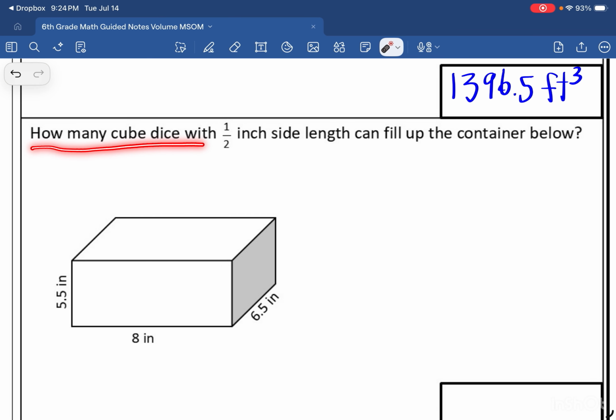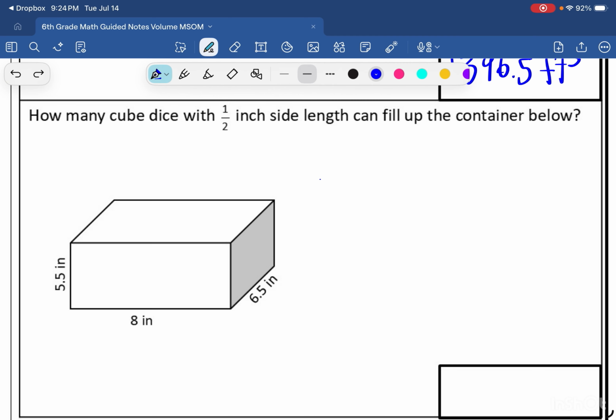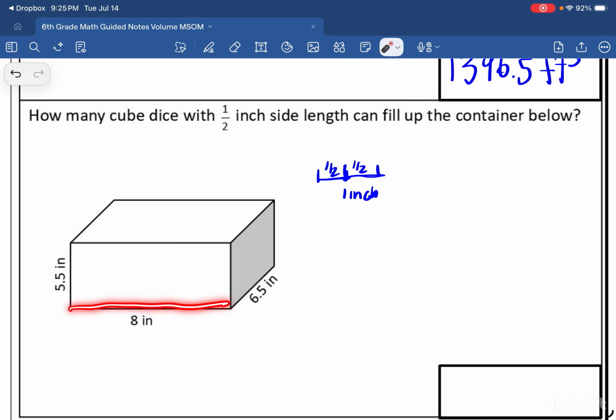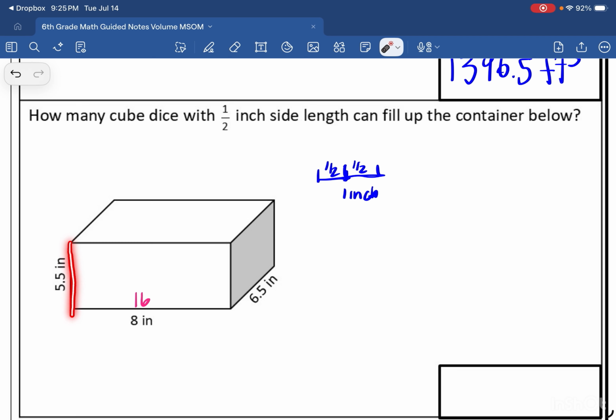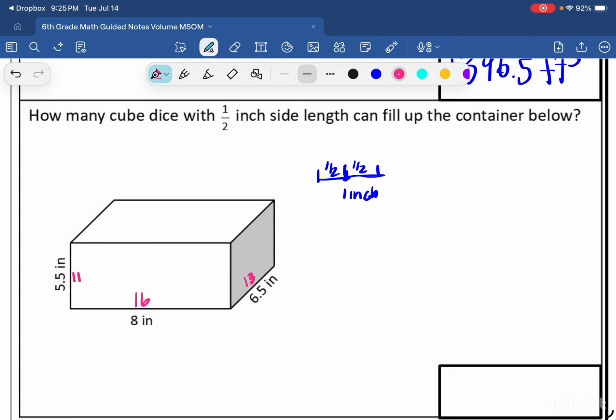How many cube dice with 1/2 inch side length can fill up the container below? So if there's 1/2 inch, that means in 1 inch, I can get 2 dice because each is a 1/2 inch. So down here at the bottom where it's 8 inches long, if I can get 2 per inch, I'm just going to go 8 times 2 is 16. So there's 16 across. 5.5 inch, I'm just going to times it by 2. So 11 dice tall. And 6.5 inch here, I'm going to times it by 2 because I get 2 dice per inch. And that gives me 13 dice deep. So I'm going to multiply 11 times 16 times 13. And that gives me 2,288 cubes.